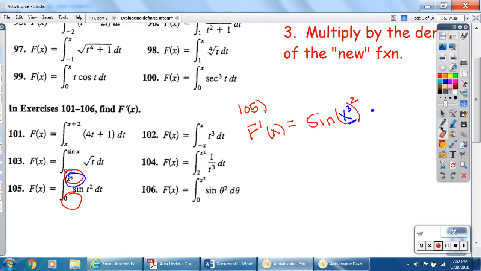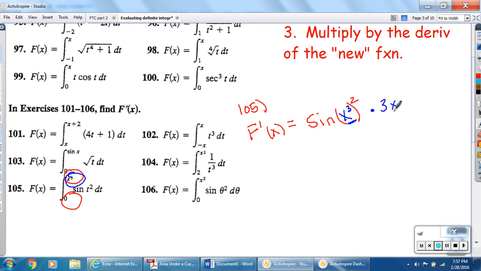So the new function is in blue, and the derivative of x cubed is 3x squared. That's the derivative of the new function. When I clean that up, I get sine x to the 6th. Remember, when you have a power to a power, you multiply. Multiplied by 3x squared, and I'm going to put that 3x squared in front to make it 3x squared sine x to the 6th. That is the first derivative of that definite integral.